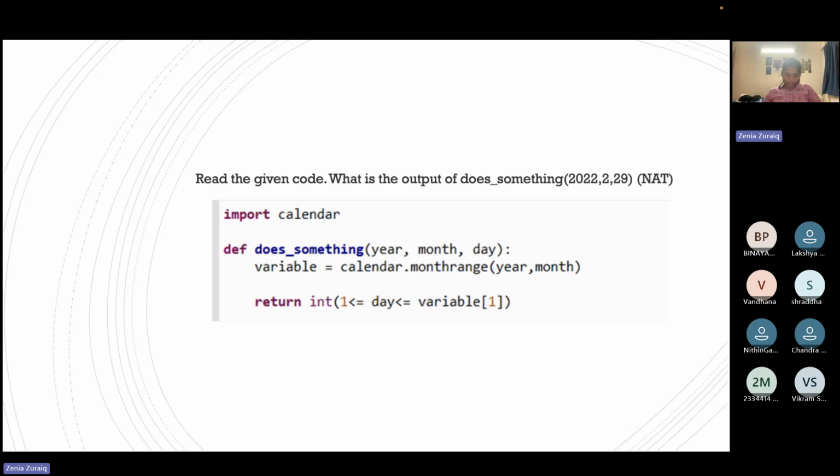Any answers from any of you? Any options? No, there are no options. This is a numerical answer type, so the answer is a number. You can see that the function returns an integer of something, so it should be a number. So what will that number be?